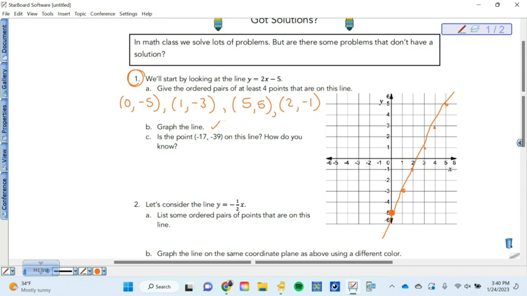And now, is this point negative 17, negative 39? It's not on the line, but it also is going down. So, I mean, if we wanted to think about it on a graph, negative 17, negative 39 is going to be somewhere like down there. How do you know?